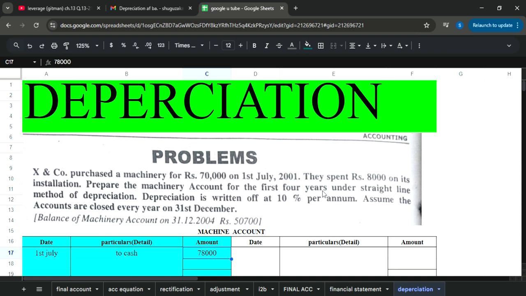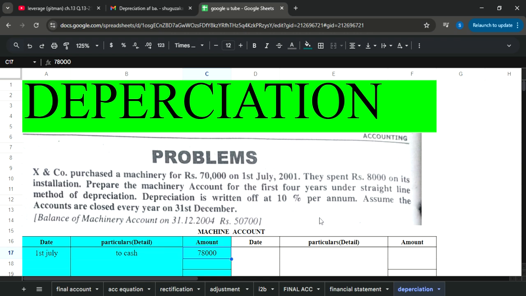Now next, prepare a machinery account. This is what we are doing for the first 4 years. So we'll have to make this account for 4 years under the straight line method. As earlier mentioned, there are two methods: straight line, fixed base, or original cost, one and the same thing. And the second method is diminishing balance or written down value method. So we will follow the straight line method or original cost method.